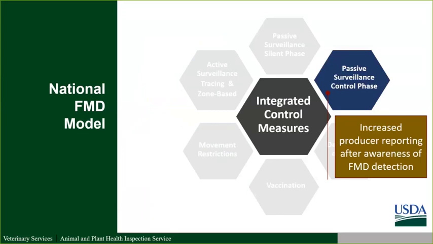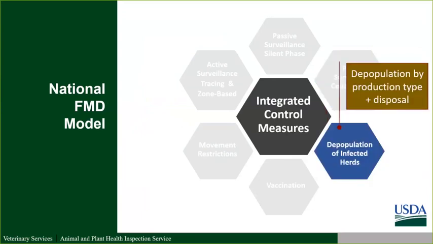So once it's officially announced as being detected, what's the increase in likelihood that a producer is now more aware that there's disease in the U.S. and hopefully more likely to both look for signs of disease on their farms as well as report that to the appropriate authorities. For depopulation, we can model the depopulation that can vary with the time and resources it takes to accomplish this task by different production types.